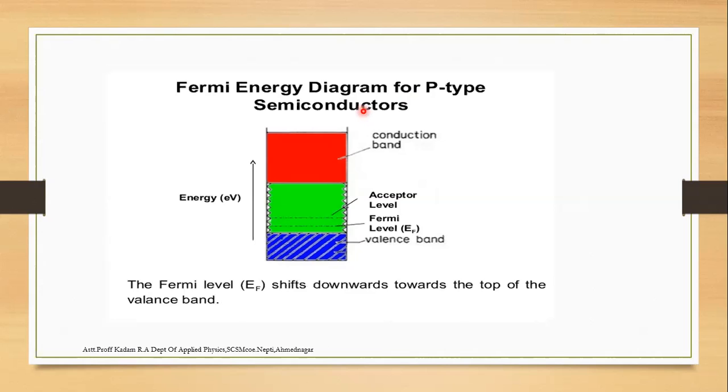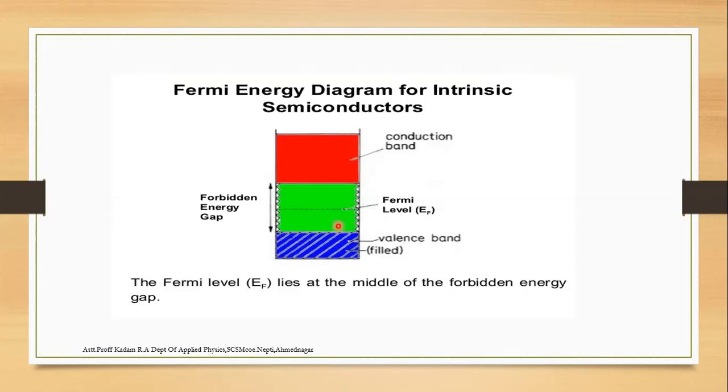Then, in the P type semiconductor, the Fermi level is nearby the valence band and far apart from the conduction band. That is the basic difference between N type, P type, and intrinsic semiconductors. In an intrinsic semiconductor, it is halfway between the conduction band and the valence band.